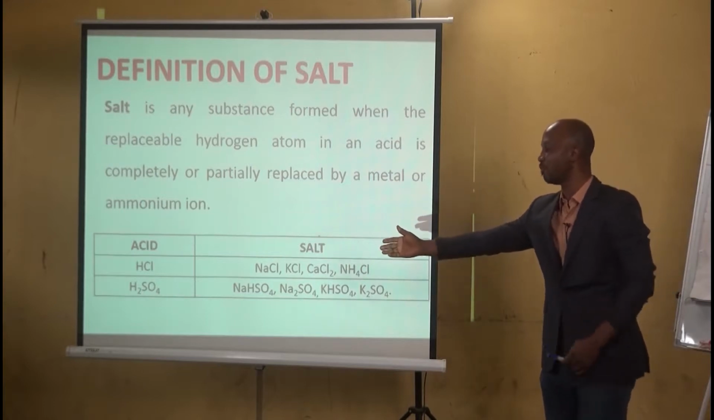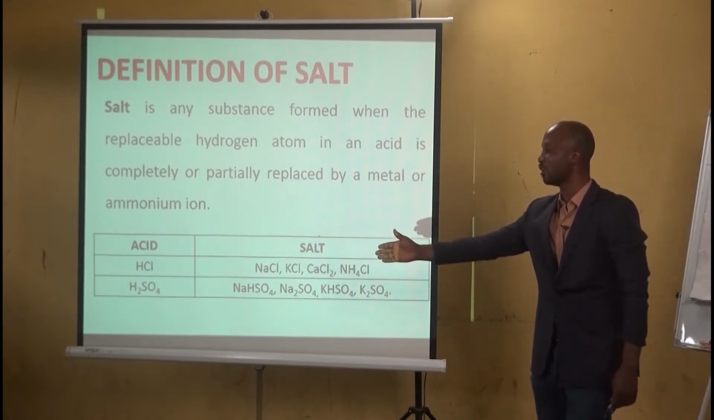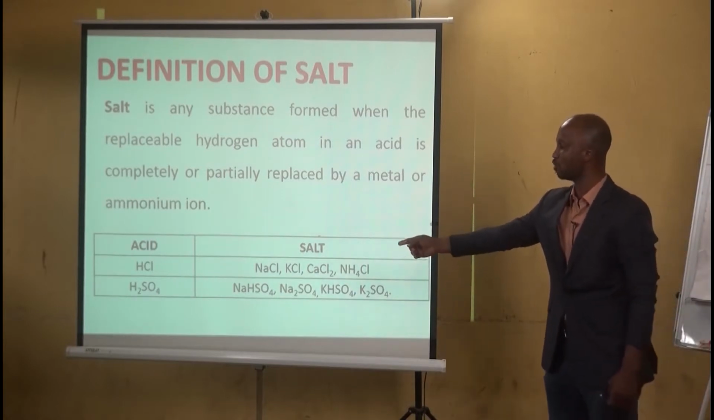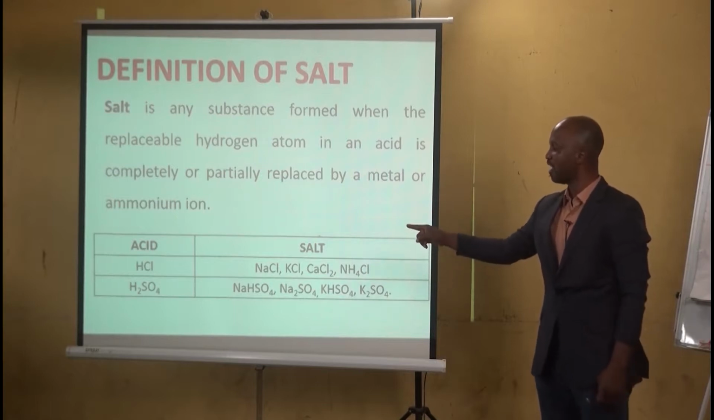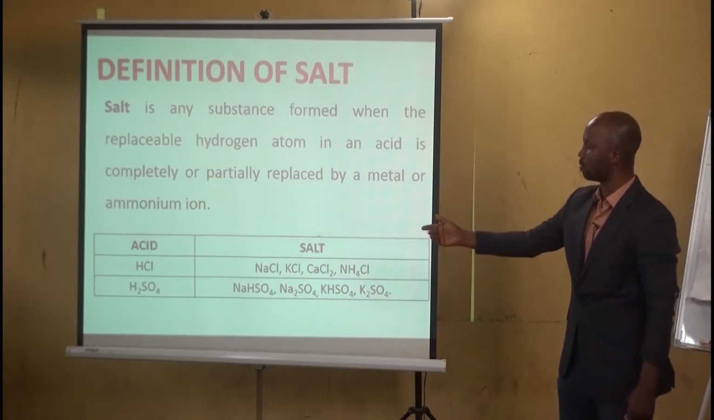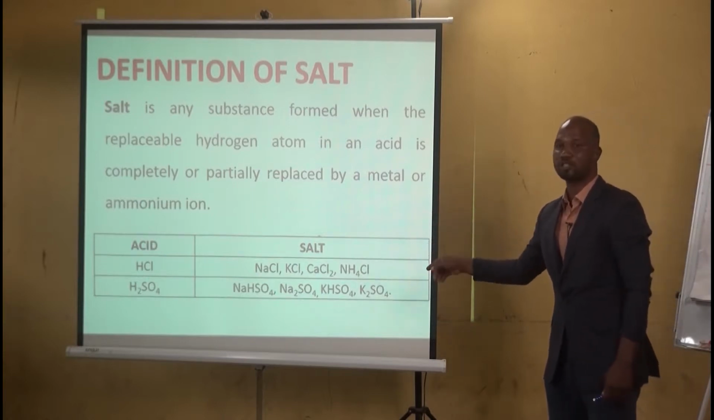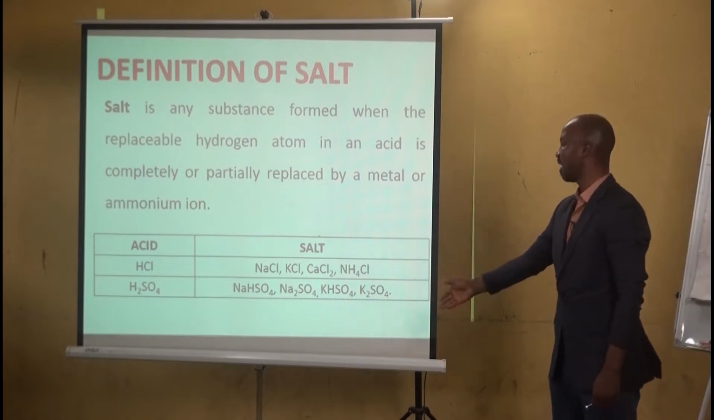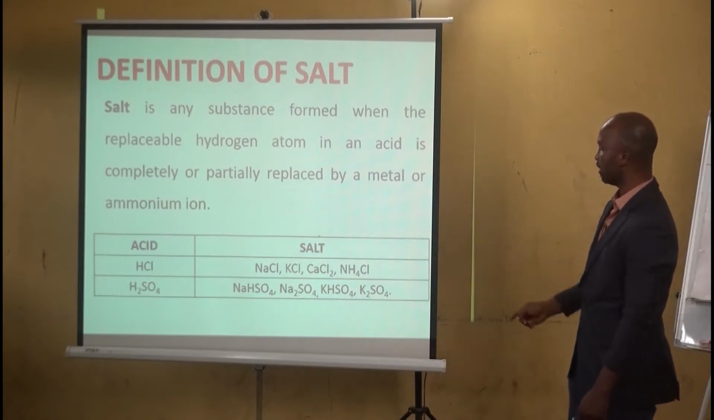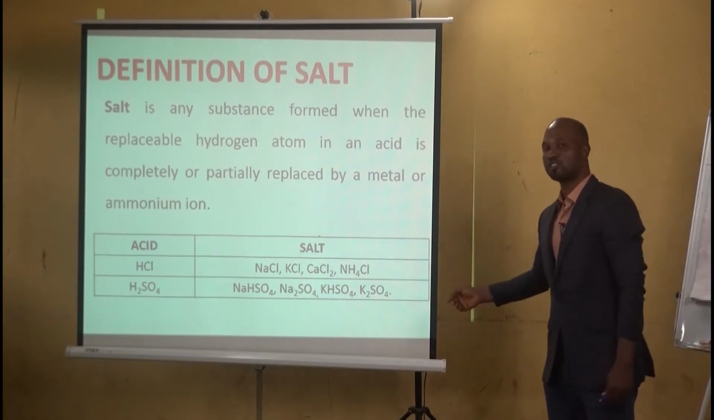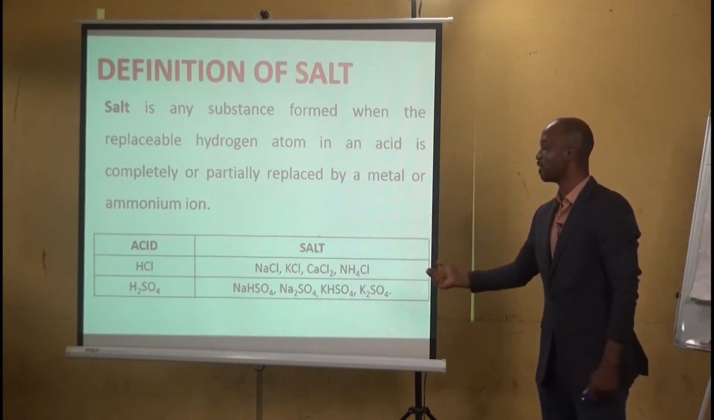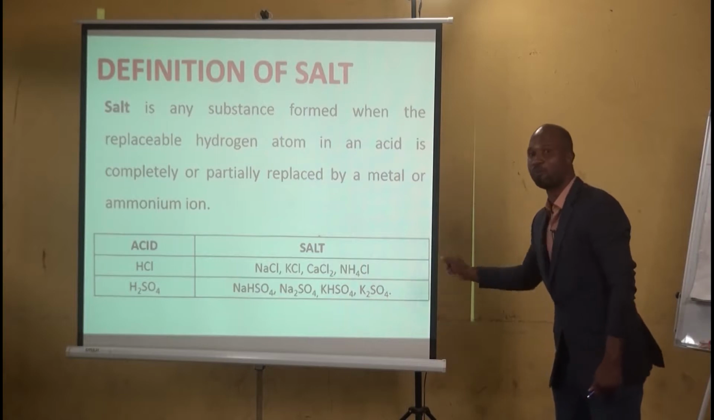You can see another example, tetraoxosulfate 6 acid with 2 hydrogen atoms there. And you can see it when you replace one of them with sodium, you have sodium hydrogen tetraoxosulfate 6. Or when you replace the 2 of them with sodium, you have sodium tetraoxosulfate 6. As the case may be, you can also see potassium hydrogen tetraoxosulfate 6 or potassium tetraoxosulfate 6, exhibiting that these hydrogen ions can be replaced partially or completely.